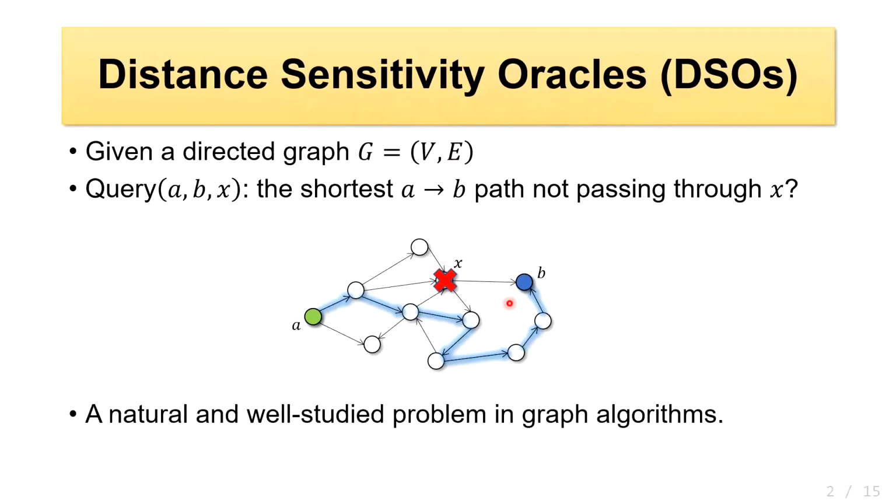This is a natural and well-studied problem in graph algorithms. For example, consider a communication network where the nodes are computers and the links are the communication channels between computers. So crash failures are unavoidable in such networks. Let's suppose you want to send a package from computer A to computer B, but computer X somehow crashed. So your task is to find the shortest path from A to B that does not go through X. This is exactly the DSO problem.